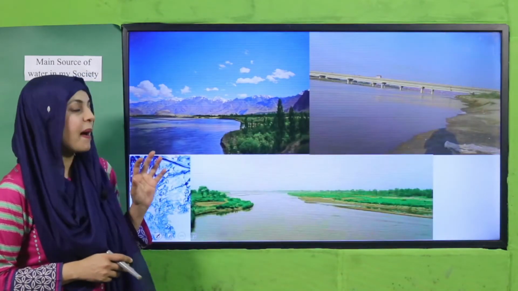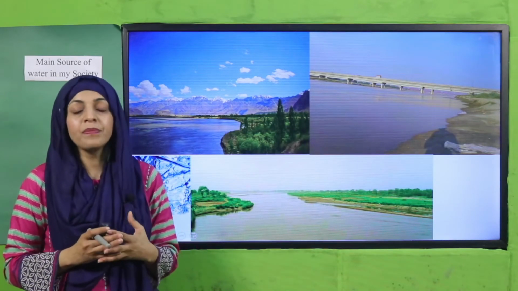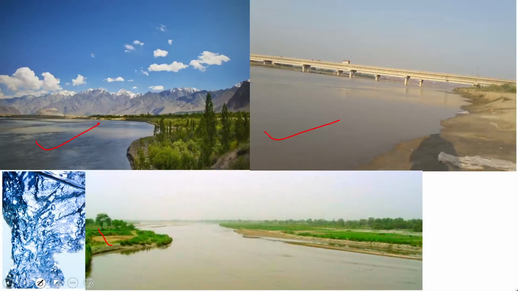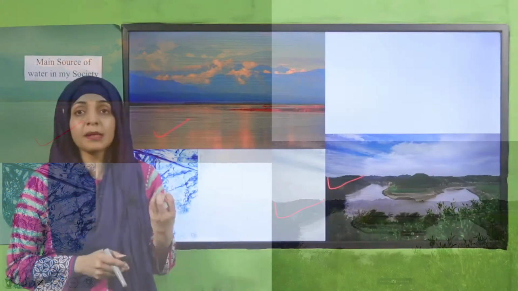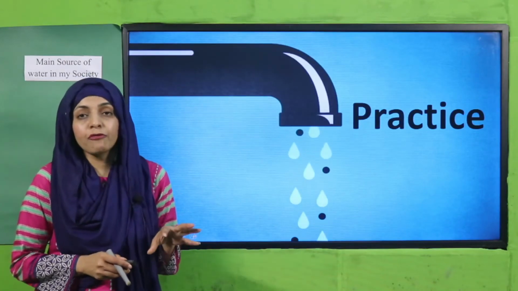ओके माय डियर स्टूडेंट्स, पाकिस्तान में भी जो है बहुत सारे दरिया हैं. 5 दरियाएं हैं, Indus, Sutlej, Ravi, Chenab and Jhelum. These are all the 5 rivers of Pakistan. ठीक है, पाकिस्तान में बहुत सारे दरिया हैं, और ये दरिया जो हैं ये बहुत सारे पर्पस के लिए इस्तेमाल किए जाते हैं.